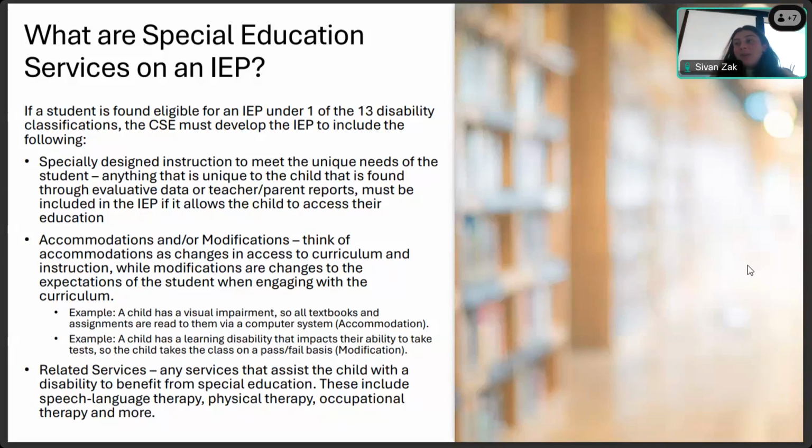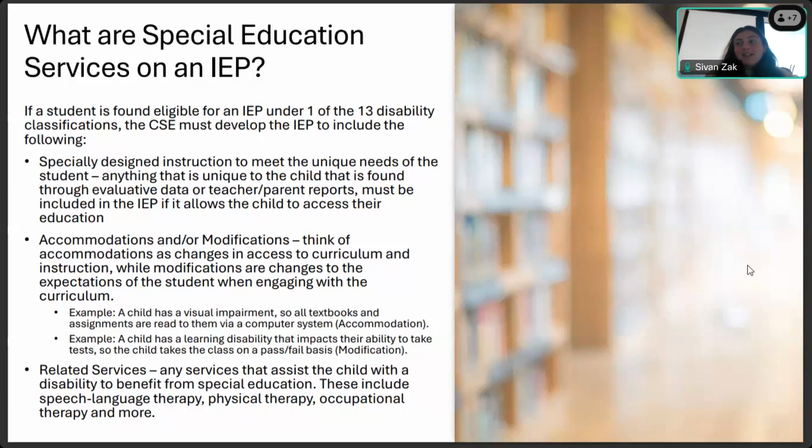So an example would be a child has a visual impairment, so all textbooks and assignments are read to them via a computer system. That would be an accommodation because that changes the way your child accesses their education and instruction. So it gives them another medium, another mode to read the textbook and obtain the information and access their education.